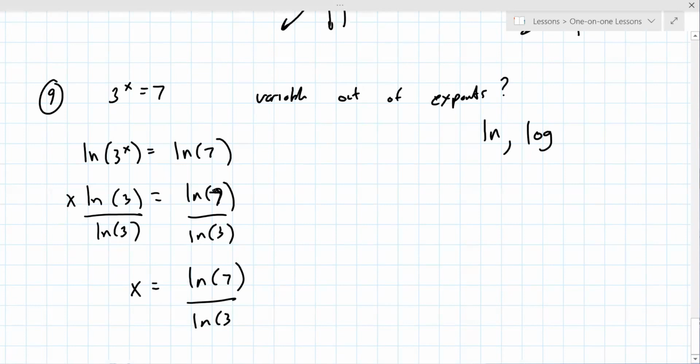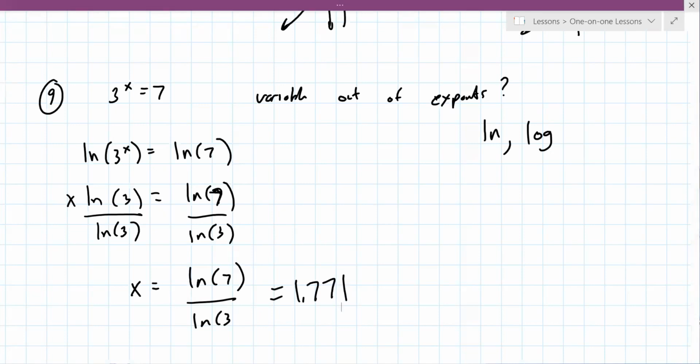And that's why it says round to the nearest thousandth, because you have to go to your calculator and figure out what that is. Log 7 over log 3. 1.771. All right, on to number 11.